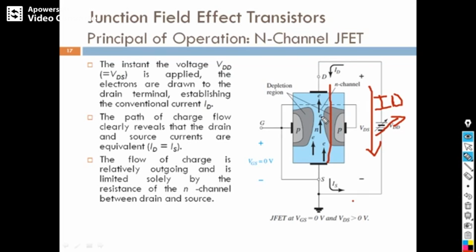So pinch off voltage is the condition where both ends of the depletion region will touch and the movement of the current will be restricted. Actually, according to that pinch off condition, current should be 0, but here current will be saturated and maintained at a particular saturation rate. So we will see this now.